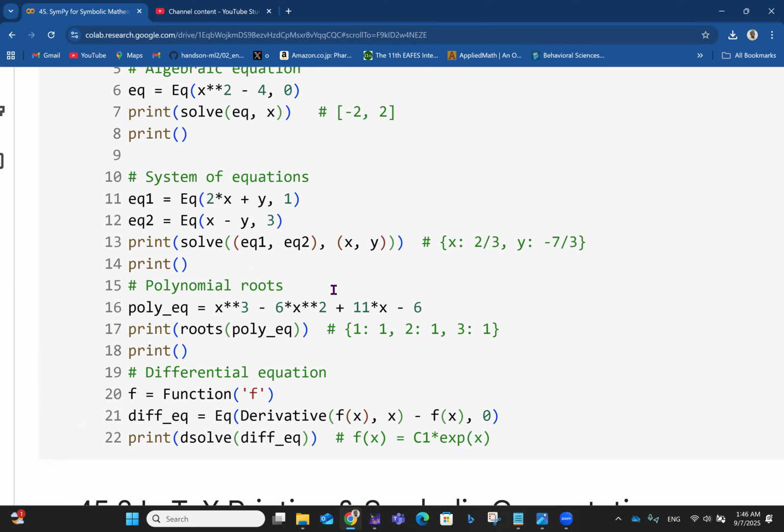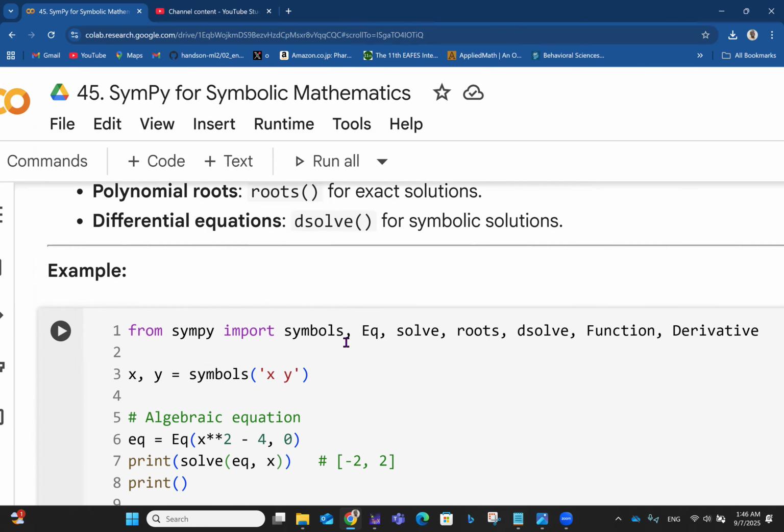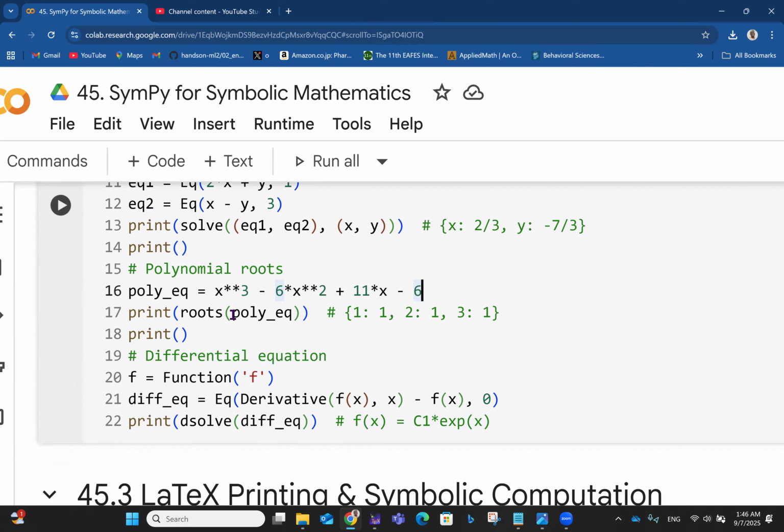Then you have polynomial roots. Say you have the polynomial equation x cubed minus 6x squared plus 11x minus 6. Then you can find the roots of the polynomial equation, which is going to be, first one is 1, second one is 1, third one is also 1. So you have ones all through. So you have triple roots from this expression. And to get that, like we said, you use roots like this. So you find the roots of that polynomial equation.